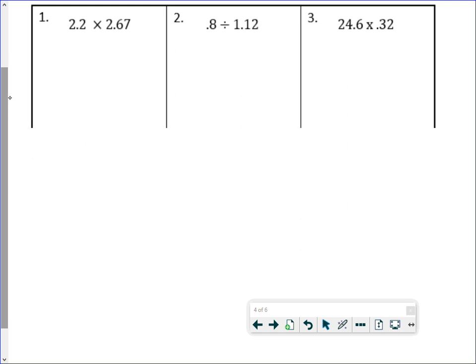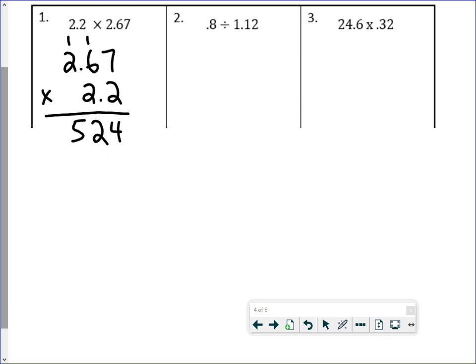So we have 2 and 2 tenths times 2 and 67 hundredths. So let's go ahead and multiply these out. I'm going to put the number with more digits on the top just so it's easier. I'm just going to multiply it like there's no decimal points first. And then after that, we'll see where to put the decimal point in the final answer. So I'm just going to walk through this real quick. 7 times 2 is 14. 2 times 6 is 12. 2 times 2 is 4 plus 1 is 5.